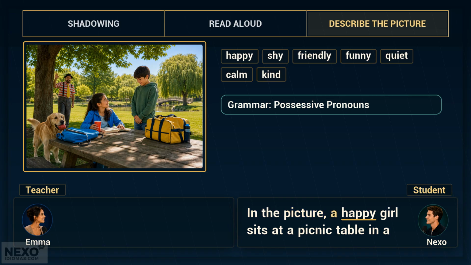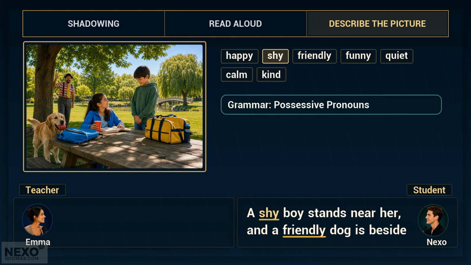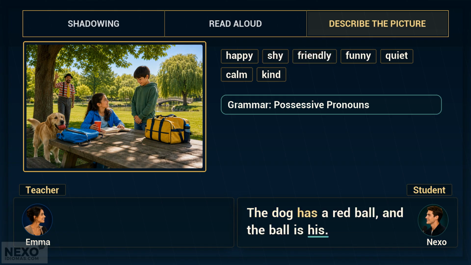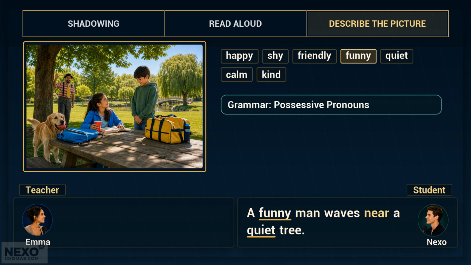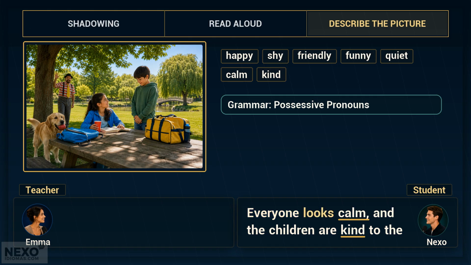In the picture, a happy girl sits at a picnic table in a sunny park. A shy boy stands near her, and a friendly dog is beside him. The dog has a red ball, and the ball is his. On the table, there are two bags. The blue bag is hers, and the yellow bag is theirs. A funny man waves near a quiet tree. Everyone looks calm, and the children are kind to the dog.